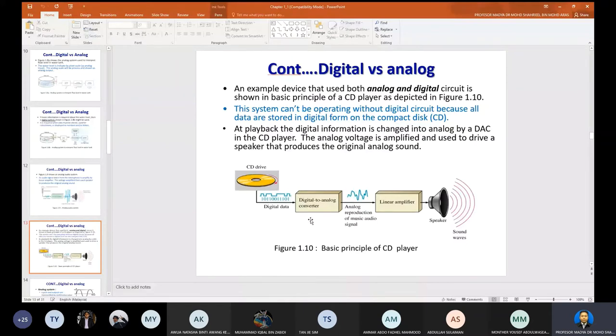That's why we use the digital to analog converter, DAC, here.